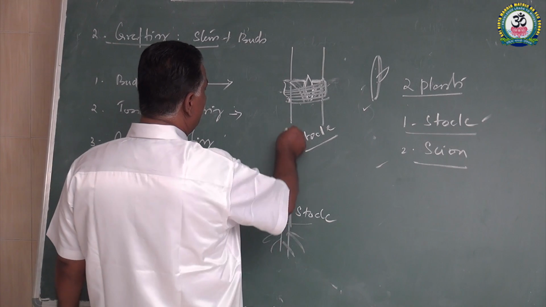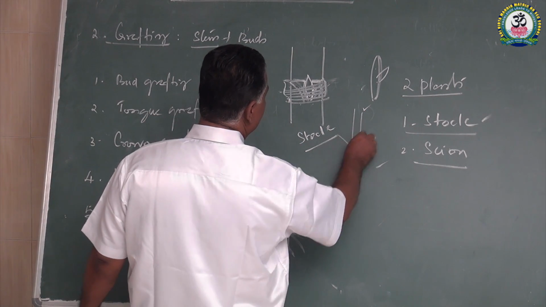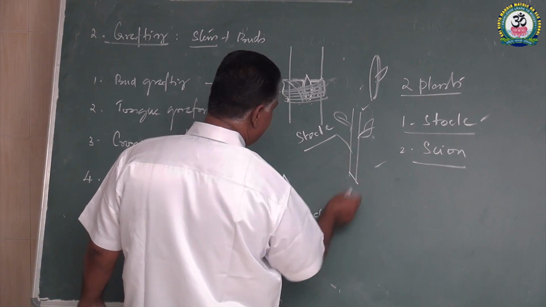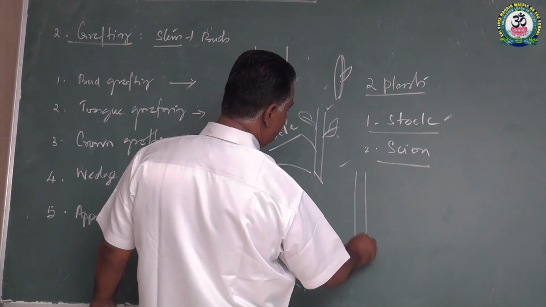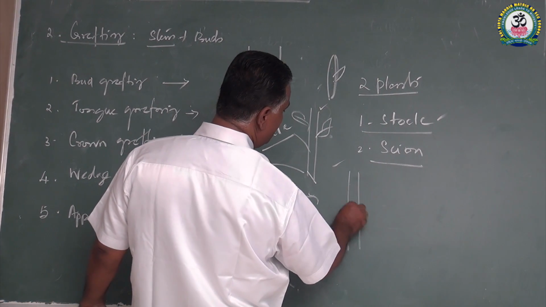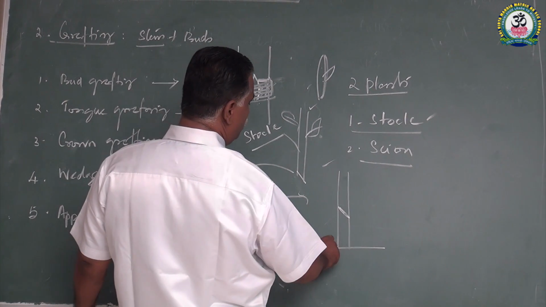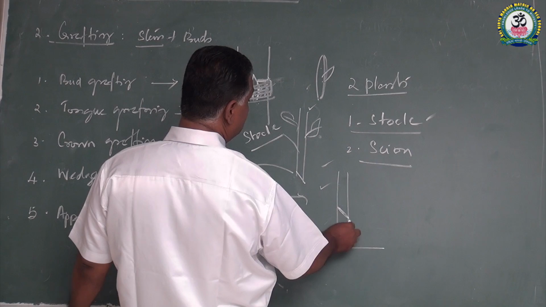Another plant, that is scion, is also cut in the same direction. This is brought here, and you can see when the stems of these two are brought together, they will be joined like this. So the stalk of one plant and the scion of another plant.